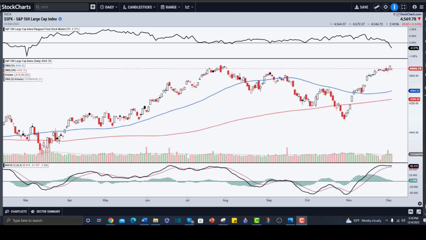Link in the description. So looking at the S&P 500 right now, we can see that for the last month and a half or so, the S&P 500 has firmly been above its 50-day and its 200-day simple moving averages.